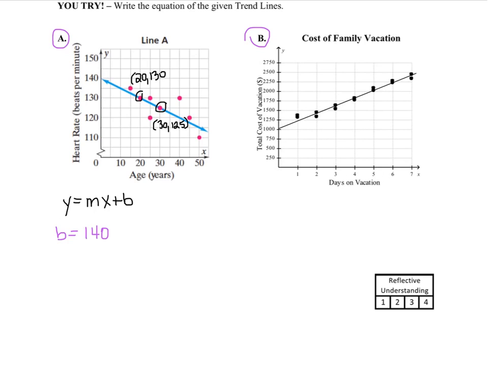And we're going to use those two coordinates to find slope by finding slope m equals y2 minus y1 over x2 minus x1. So I want you to continue this problem and find the equation, and then I would like you to do B on your own, and we will discuss it in class. Thank you.